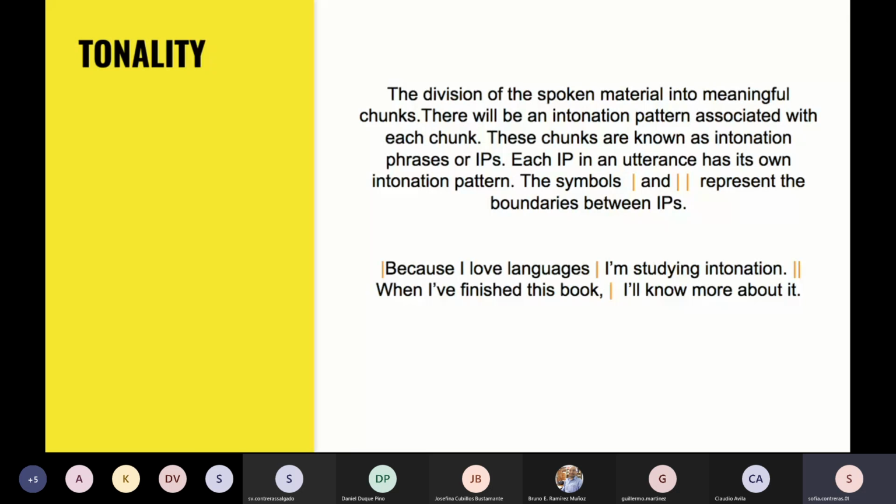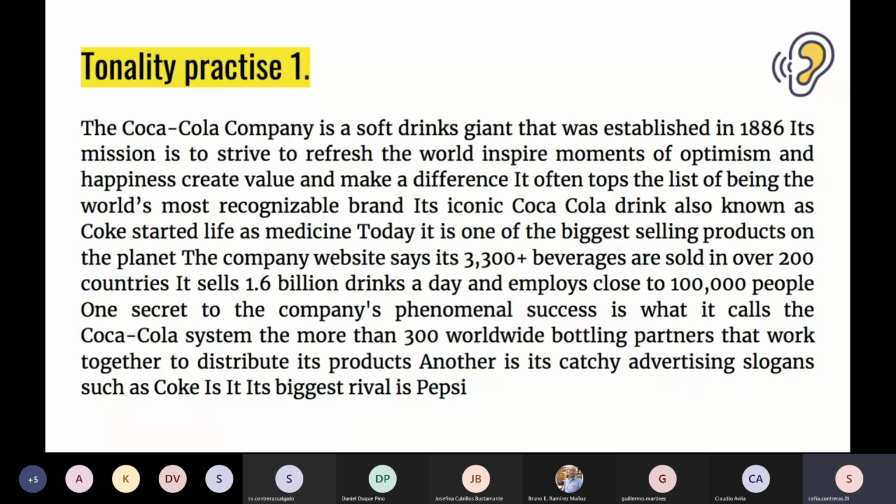In this example, you can see, because I love languages, I'm studying intonation. When I've finished this book, I'll know more about it. So the pauses when somebody is speaking can let us know the end and the beginning of an intonation phrase. Now let's practice tonality. I'll play a recording and you will try to place the vertical bars at the beginning and at the end of each intonation phrase. Okay? Questions, comments?